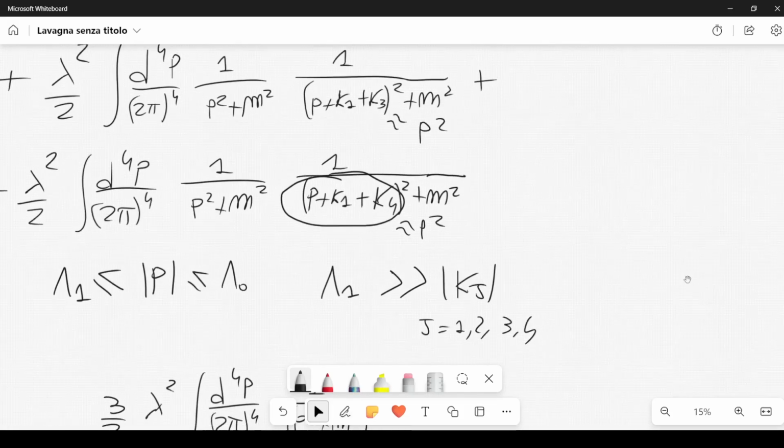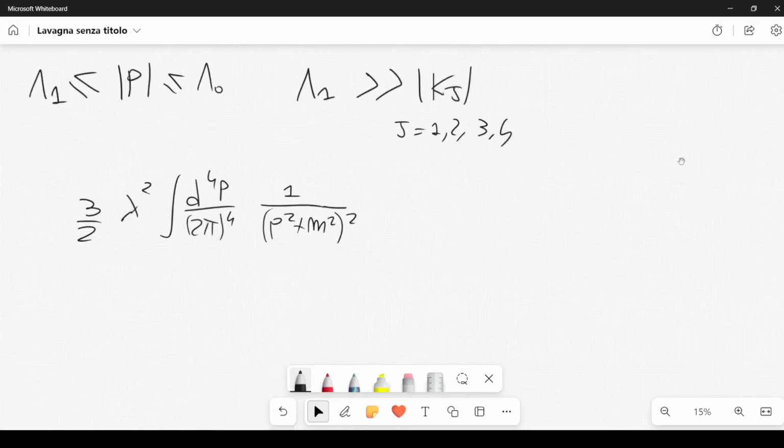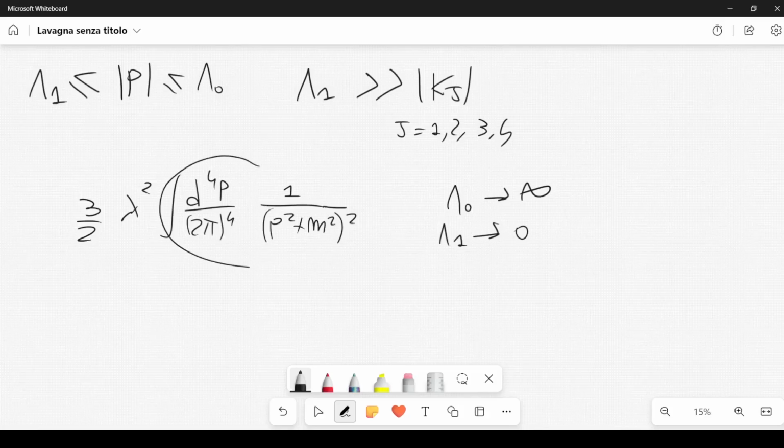So at the end of the day, we will have to let Λ0 go to infinity as usual, and Λ1 go to 0. When we let Λ1 go to 0, what we are basically doing is we are implicitly assuming that the external momenta, k1, k2, k3, k4, are negligible with respect to Λ1, right? But we will take these limits later, and this integral can be computed.